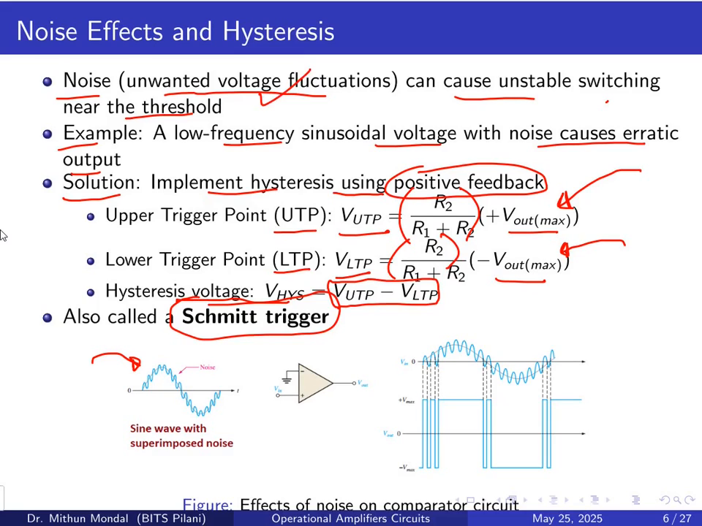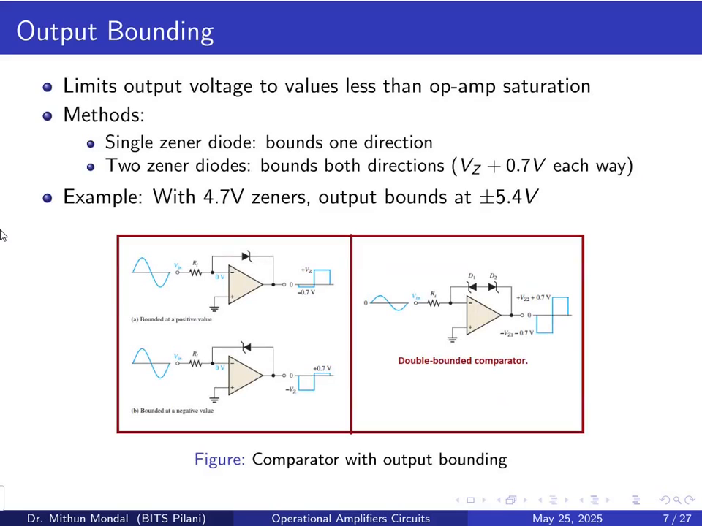So we will be getting the output voltage, which will be non-square in nature and non-sinusoidal in nature also. And hence we need the hysteresis method to get the output voltage, computing the upper trigger point and the lower trigger point. The output bounding is basically the limit where the output voltage is restricted to values less than the op-amp saturation. And there are two methods we can use.